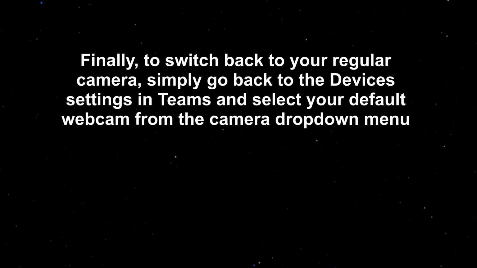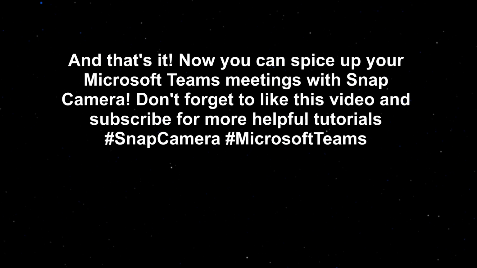a team social call. Finally, to switch back to your regular camera, simply go back to the Devices settings in Teams and select your default webcam from the Camera drop-down menu. And that's it. Now you can spice up your Microsoft Teams meetings with Snap Camera.